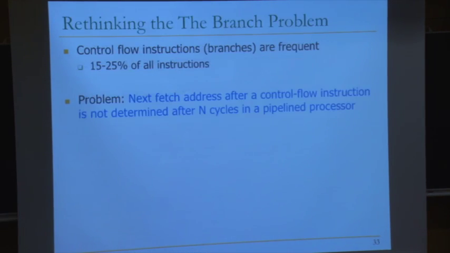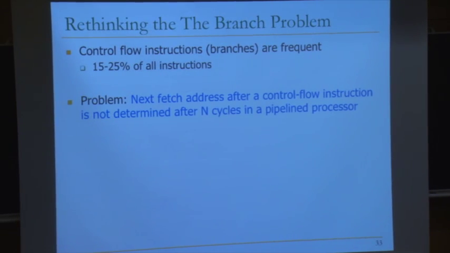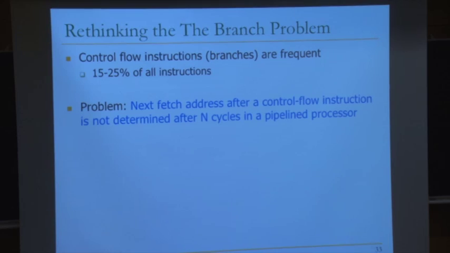So let's take a look at how big the branch problem is. Let's rethink it. We're going to assume that control flow instructions are reasonably frequent, 15 to 25% of all instructions, which has been demonstrated in many works before. The problem is, again, the next fetch address after a control flow instruction is not determined until n cycles in a pipelined processor. Now, if n is 2, maybe this is enough.